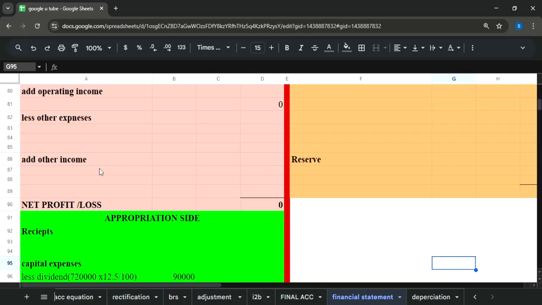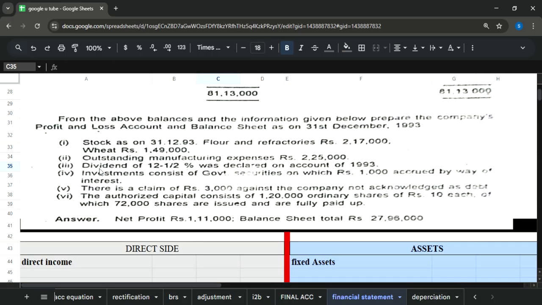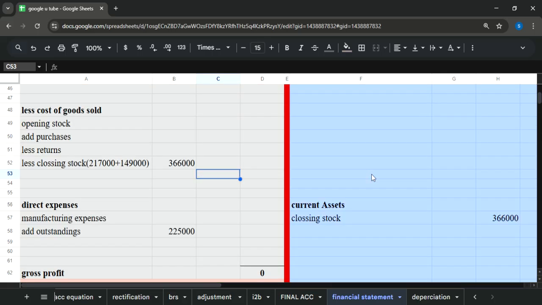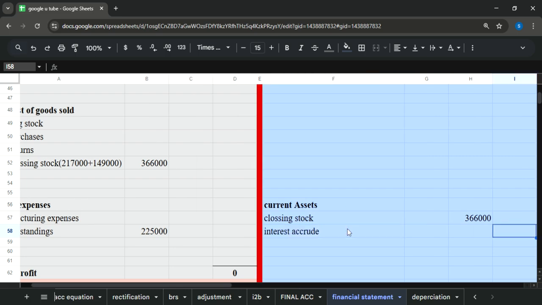So you will come over here, interest on investment, and you may mention it's accrued. Amount of this interest is already calculated. We don't need to find it out. So 1,000 would be mentioned over here. Secondly, it will go to current asset side since interest is accrued, and we will be writing 1,000 in current asset side because it is still receivable.